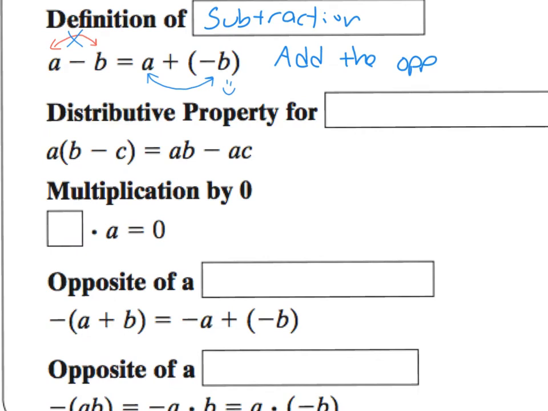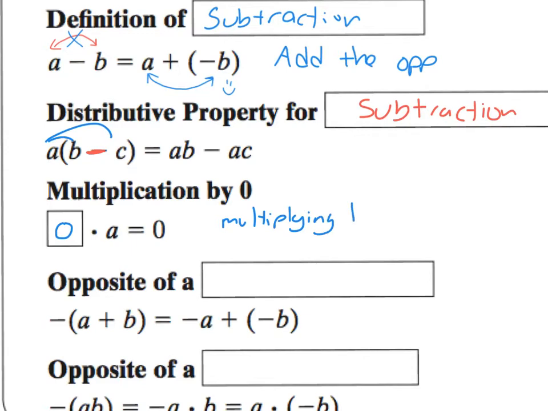Next, distributive property. Turns out the distributive property also applies when you have subtraction. Notice here, I have subtraction inside there, and all I have to do is send the A in. Already done. Let's skip down to multiplication by 0. This is the great equalizer. 0 times a number is 0. Multiplying by 0 gets 0.